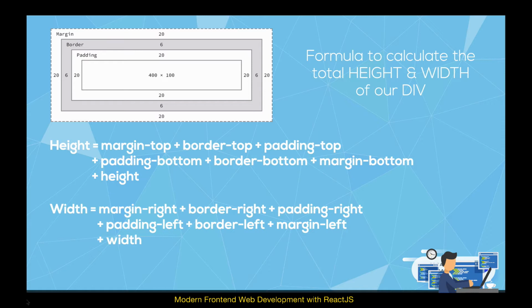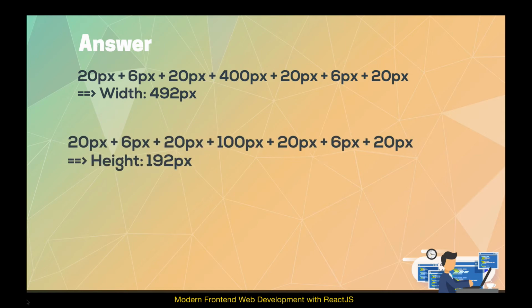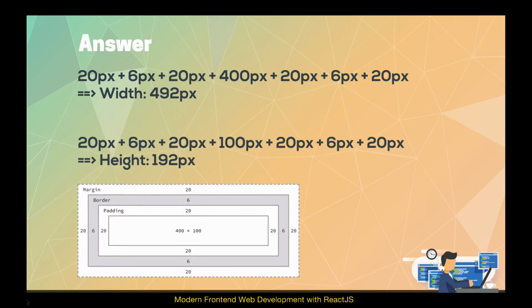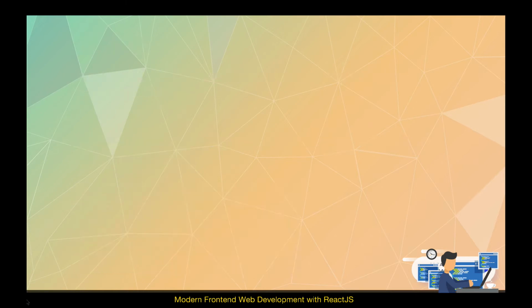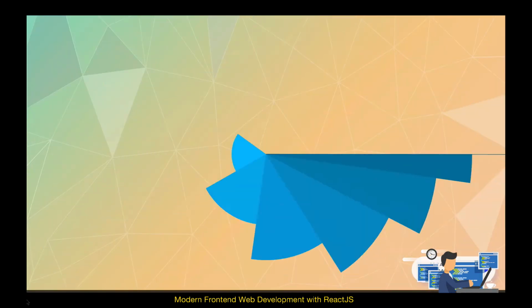And finally, once you inspect the same thing in your browser, the final width to be 492 pixels, height to be 192 pixels. Let's inspect the same using developer tools. Just right click and inspect and click on Computed tab, and you should see the result, and you will get to know why the 492 pixels and 192 pixels.